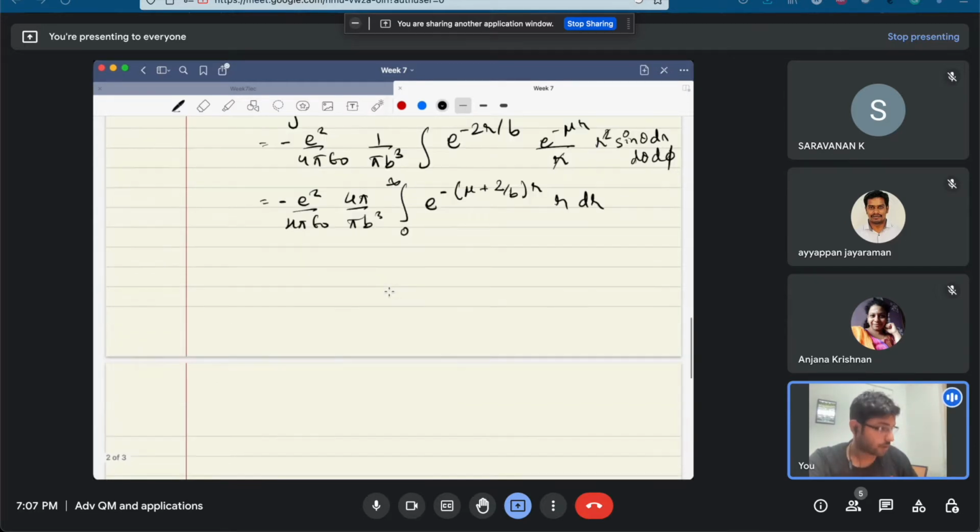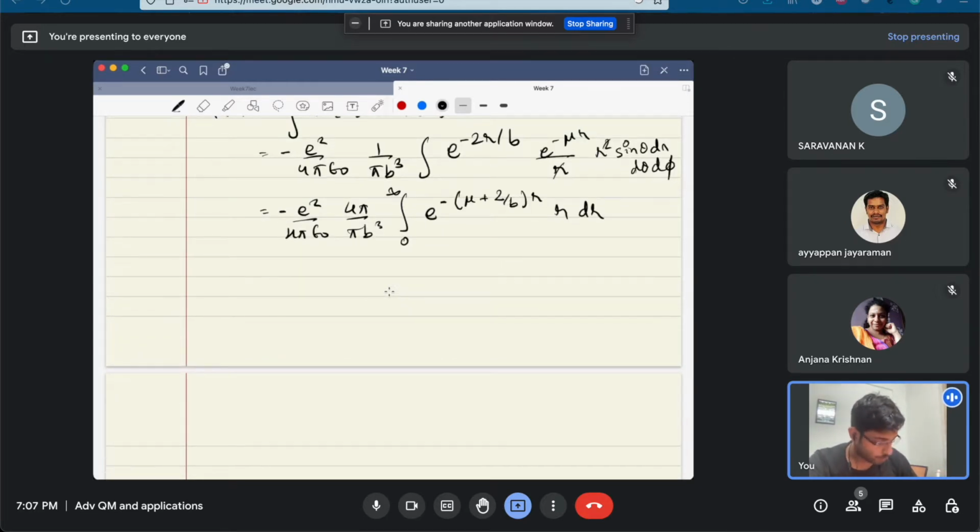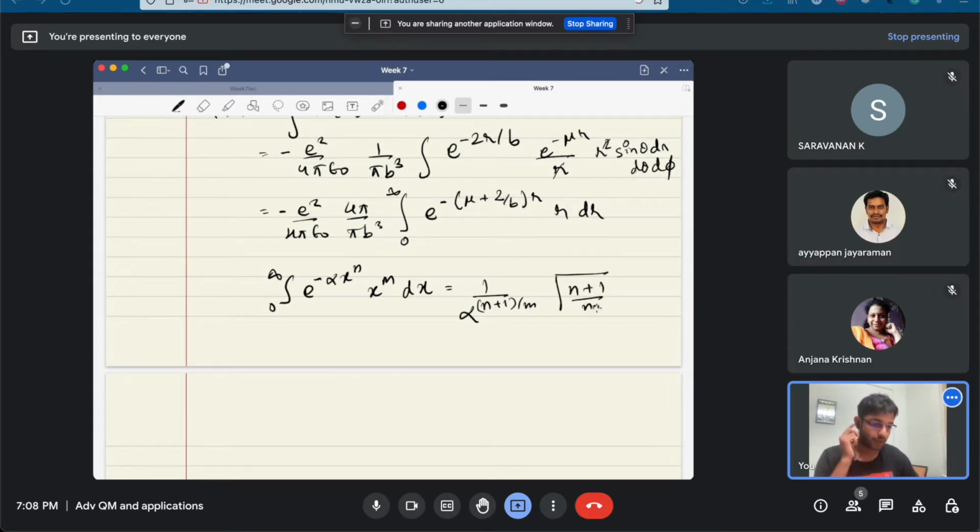Now, there is this famous formula that I hope everyone is well aware of, which is very useful in every case. When you have something in the form of an exponential to the power minus alpha x to the power n, and you have an x to the power m polynomial with it, dx, then there is a generalized formula for this: the result involves alpha to the power minus (m plus 1) by n, and a gamma function of (m plus 1) by n. I think this is the opposite.